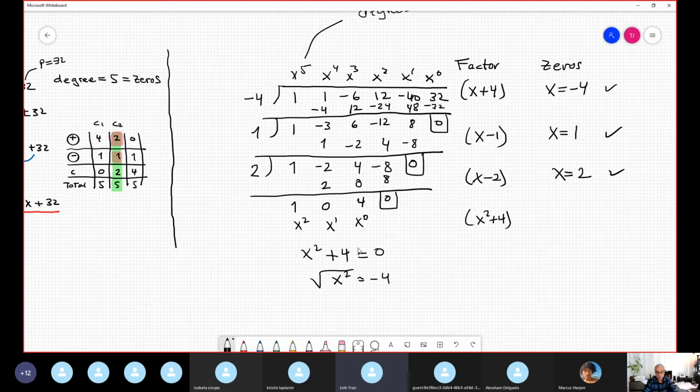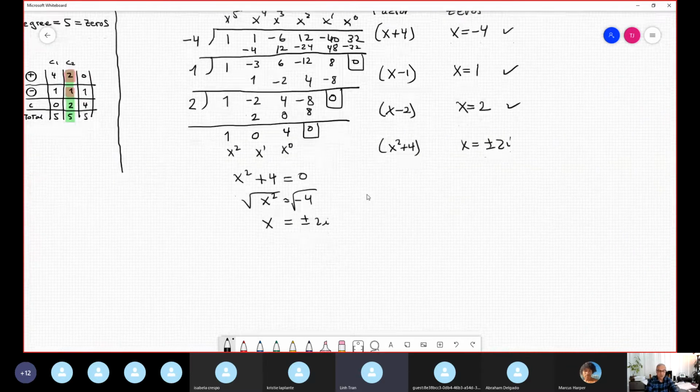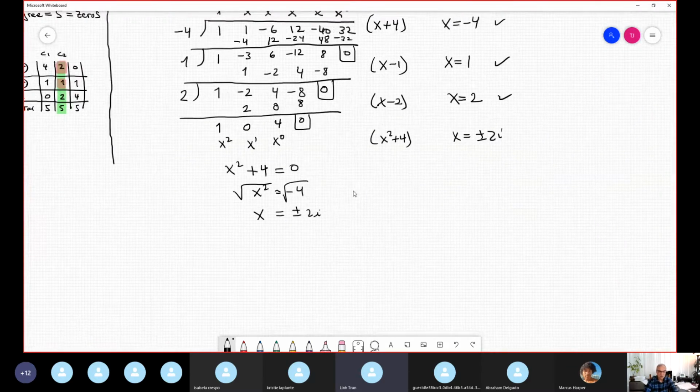Square root both sides, plus and minus 2i. Is x equal plus or minus 2i. Okay. So, to finish that, as always, we're listing the potential answer for this problem.